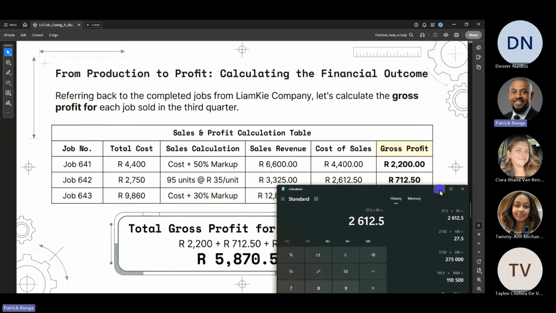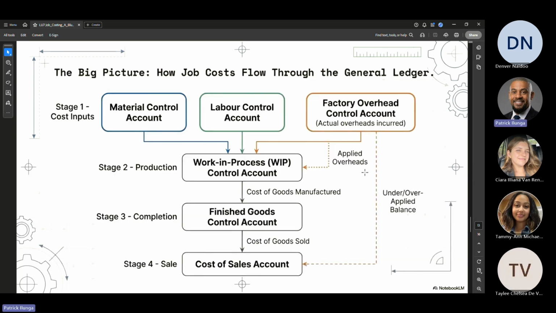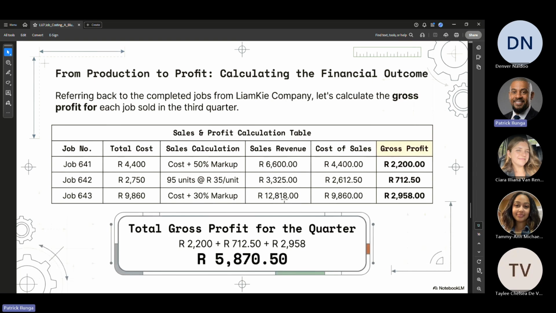All right, and you know the rest, calculate the gross profit. Obviously, when you get the gross profit, you can even provide the total gross profit for the entire quarter. You would just add all these. You see the tallying of this. It's a pleasure when you're tallying, but you're very careful.